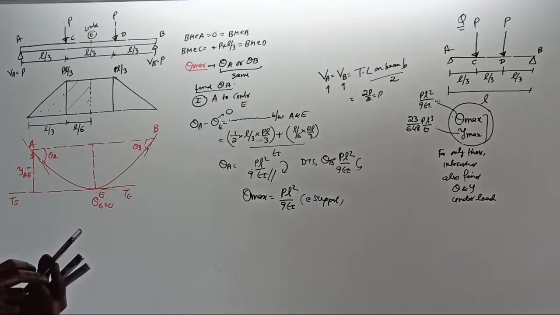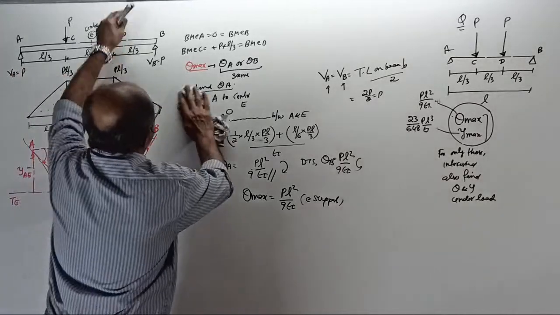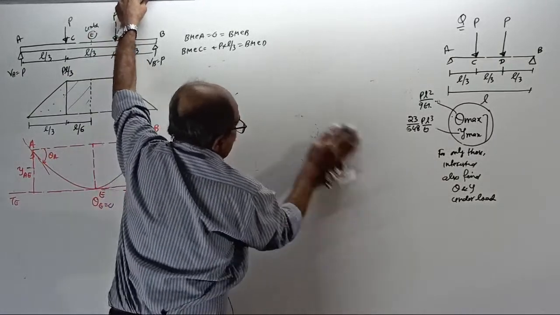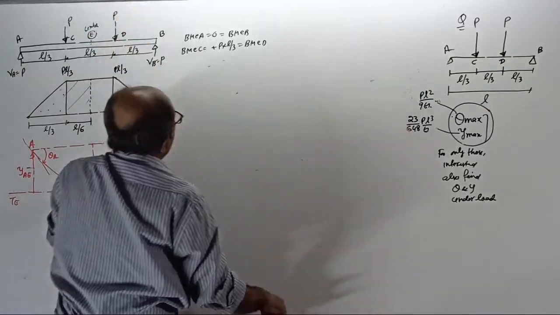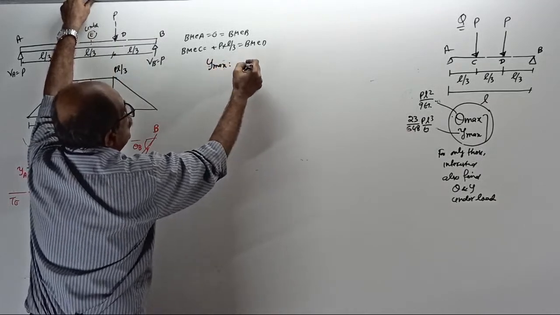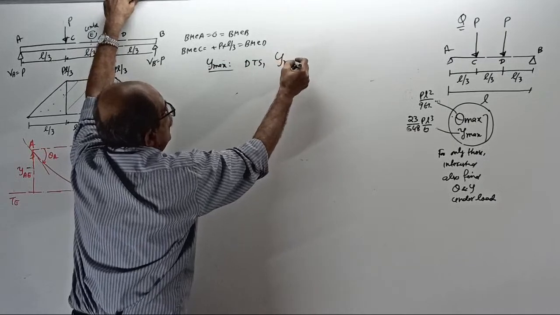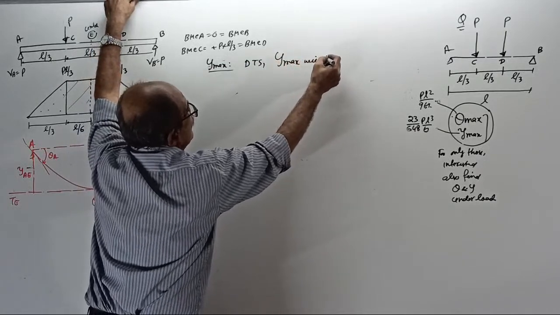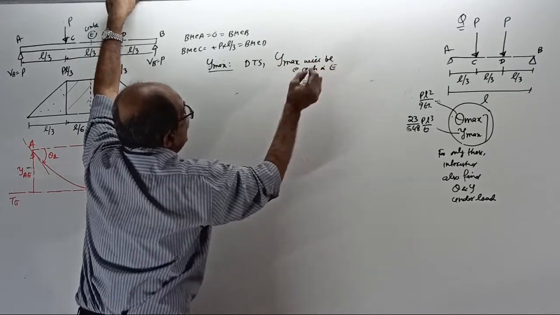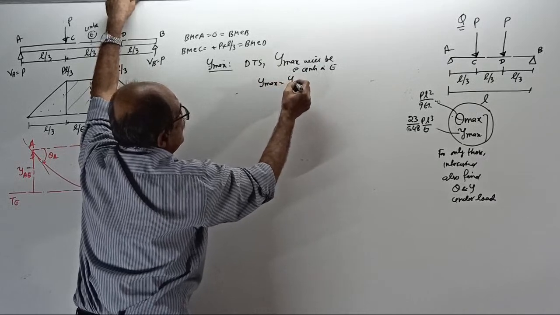Clear. Okay. Now, go for maximum deflection. Looks like correct. Now I want Y maximum. Due to symmetry, Y max will be at the center. That is E, not C. So your Y max equals Y at E.